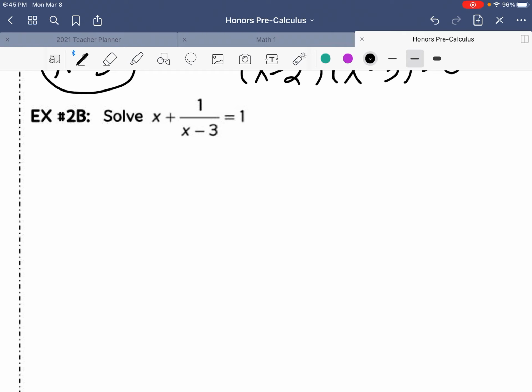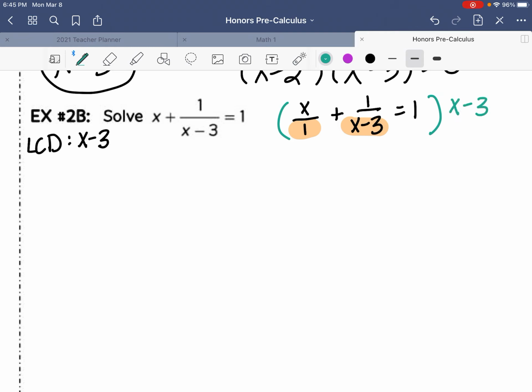I'm asking you to solve this rational expression. So I have x over 1 plus 1 over x minus 3. So we have 2 pieces in the denominator. We have 1 and x minus 3, equals 1. So if I find the product of the 2 or find the least common denominator, my LCD is going to be x minus 3, because 1 times x minus 3 is still x minus 3. So now we're going to multiply x minus 3 to this entire problem.